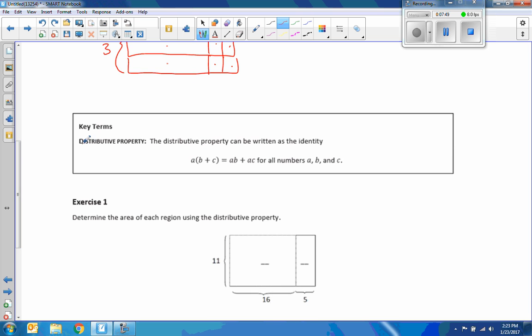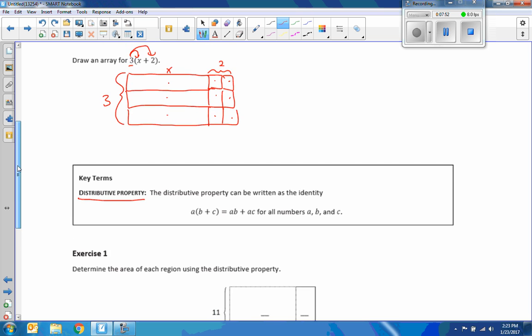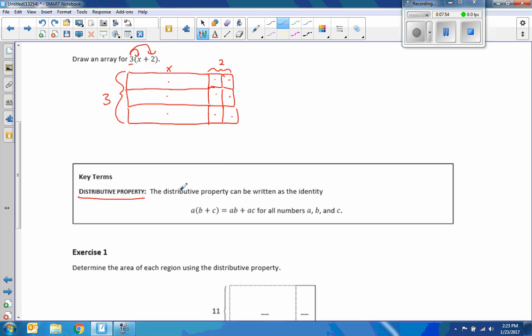Okay, key term, distributive property. So that's what I was just explaining here with those lines. The distributive property can be written as the identity A times the sum B plus C in parentheses equals AB plus AC for all numbers A, B, and C. So what we're doing is we're taking A times B, that's just simply AB. You keep the sign, it's in between, plus, and then A times C is right here. So we're just multiplying both terms by that A. That's the distributive property.